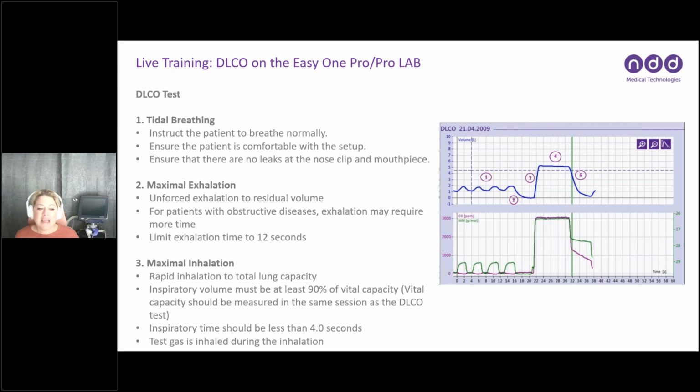The third step is a maximal inhalation, or the biggest, deepest breath in possible. This needs to be within 4 seconds. You can see in my example picture that that line where the number 3 is pretty straight up and down. It really should be a quick inhalation up and above the dotted line that you see on the screen. That inspiratory volume has to be at least 90% of the vital capacity from the spirometry that they did in the same session. That inspiratory time should be less than 4 seconds, and this is where the test gas is actually introduced into the system.